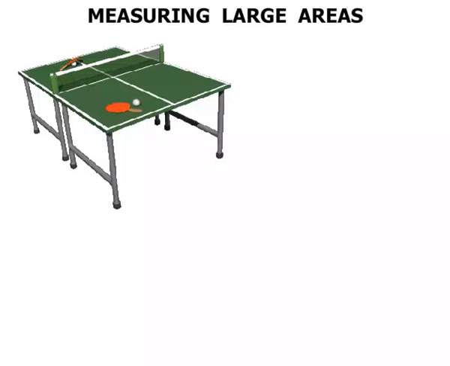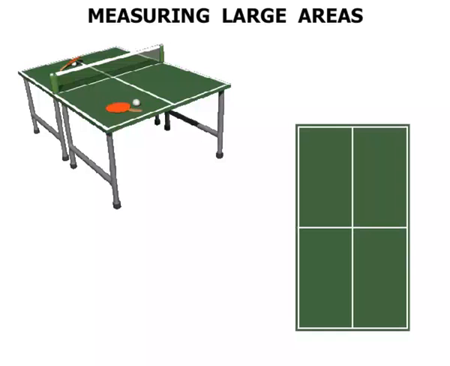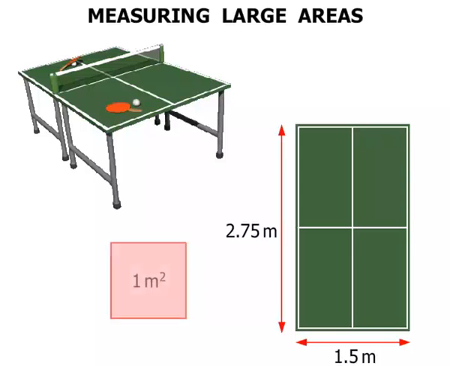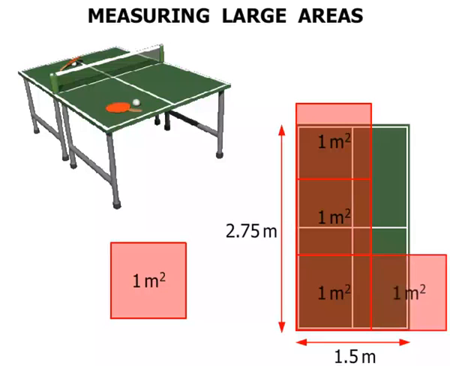Now, what have we got here? We've got a table tennis table or a ping pong table. If we looked at directly above that, we would find that the length is 2.75 meters, the width 1.5 meters. A 1 square meter, that's to scale, so that would be accurate compared to that scale drawing there. If we started placing those square meters on top of the table, we would use 6 of them to cover it completely, but it's actually more than covered it, hasn't it?